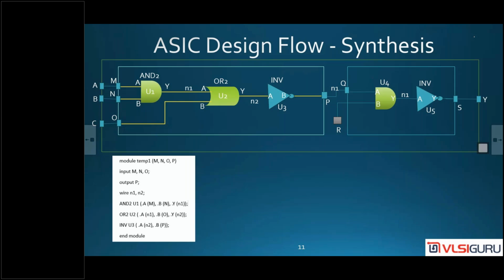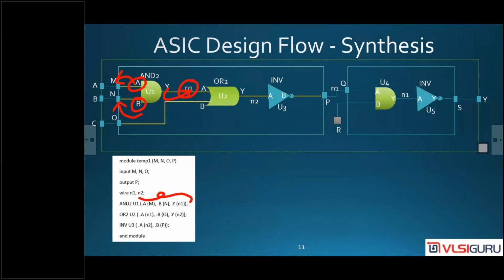Next, this is port mapping. Means this A pin of my AND gate is connecting where? To the M port. You can see here .A(M). Means the A pin is connecting to which port? M. So the B pin, where is it connecting? B is connecting to N. And Y, where is it connecting? Y is connecting to net N1.